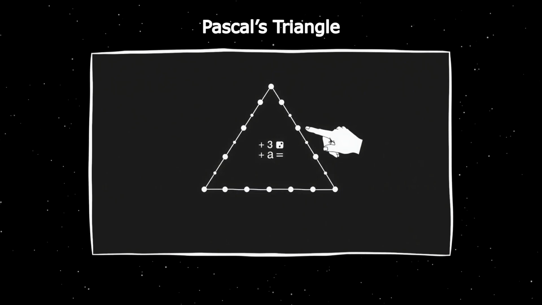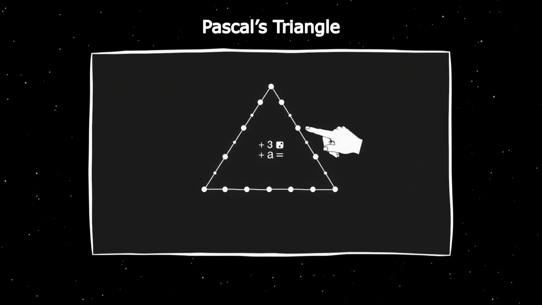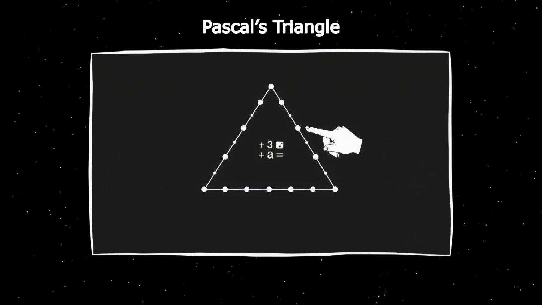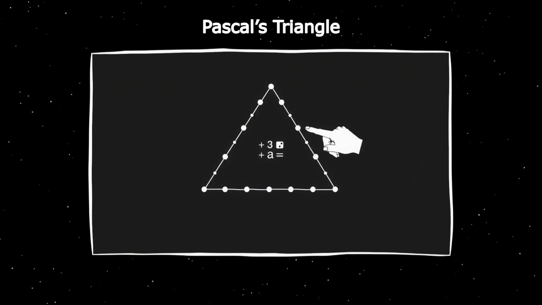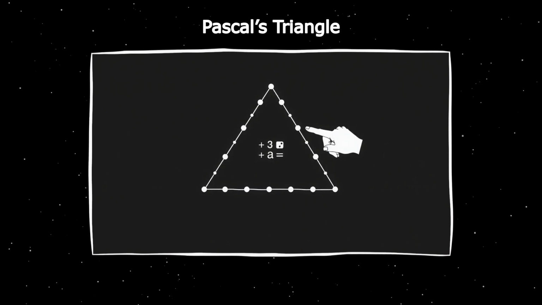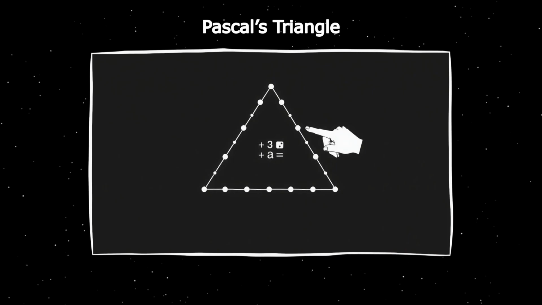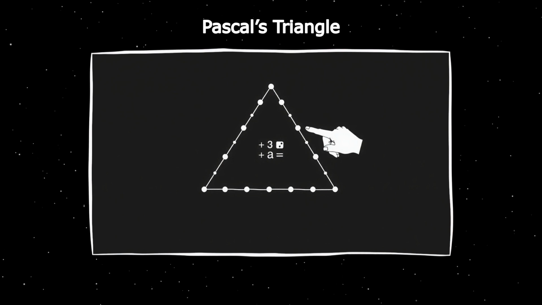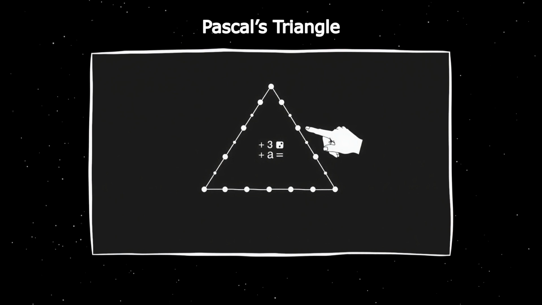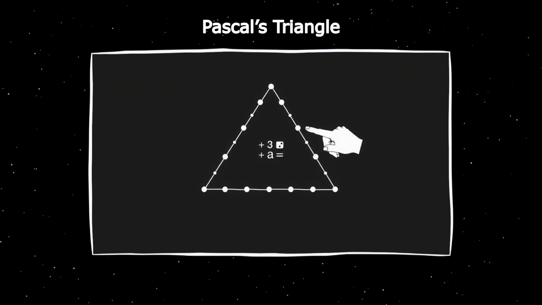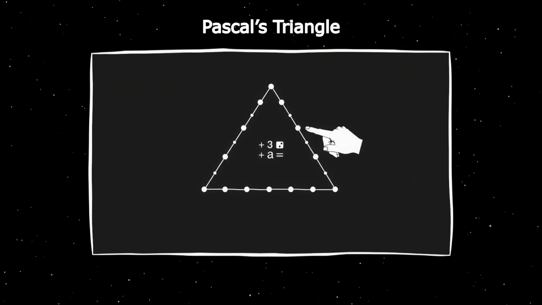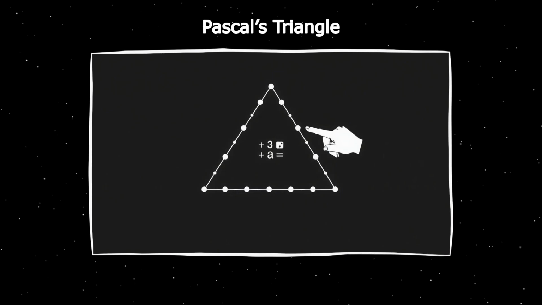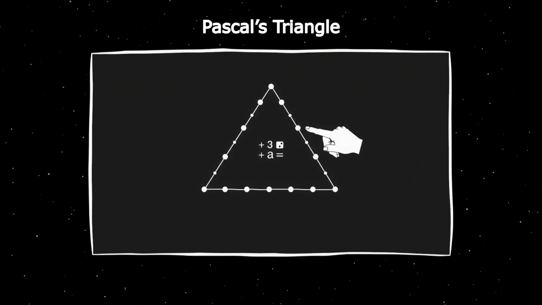Continuing this way, the third row relates to a plus b squared, producing coefficients of 1, 2, and 1. This relationship extends throughout the triangle, illustrating how binomial coefficients grow in size and complexity with each subsequent row. Another fascinating aspect of Pascal's triangle is its connection to combinatorics, particularly when counting combinations.